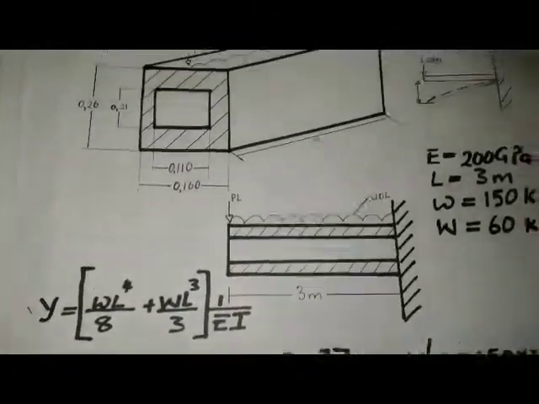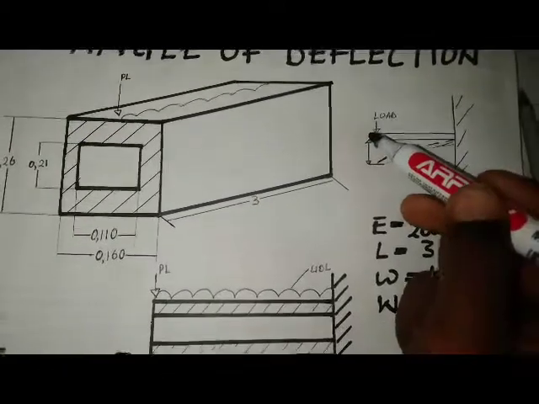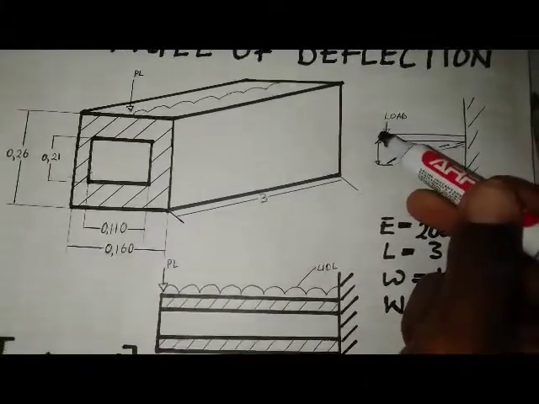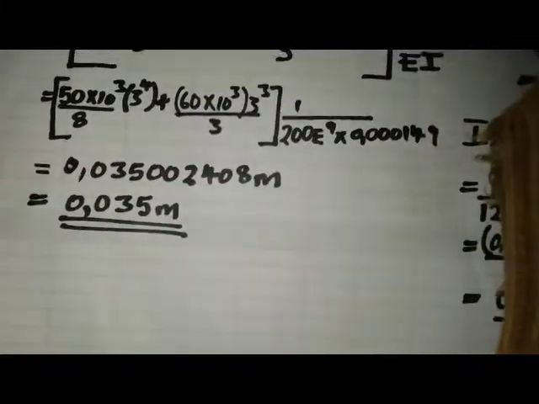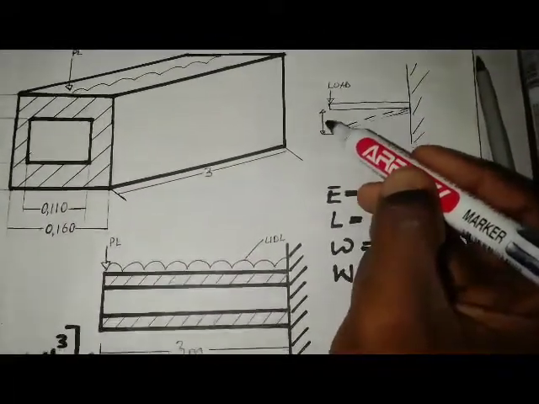If this is the original beam, it will deflect by 0.035 meters, so from here to here it will be 0.035 meters.